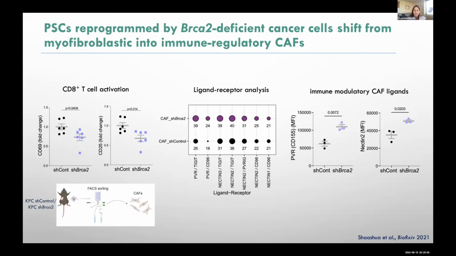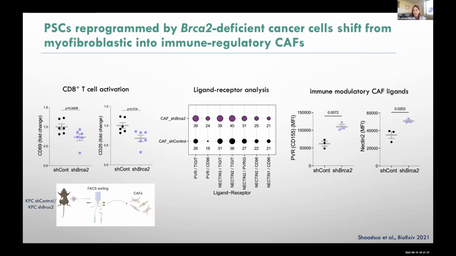For that, we isolated CAFs from tumors that we injected. So those two cell lines or organoid lines that we transduced, we injected them into mice and then isolated both types of CAFs from both types of tumors. And we exposed T cells to these CAFs in the same well, while activating the T cells. And we found that when T cells are exposed to CAFs from BRCA knockdown tumors, they are less activated, suggesting that indeed there is an inhibition of this activation of T cells.